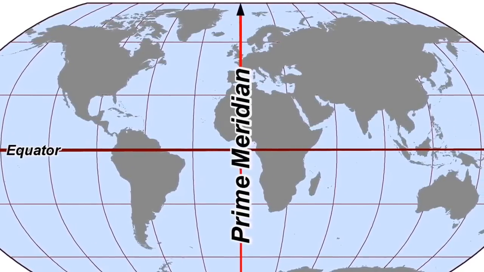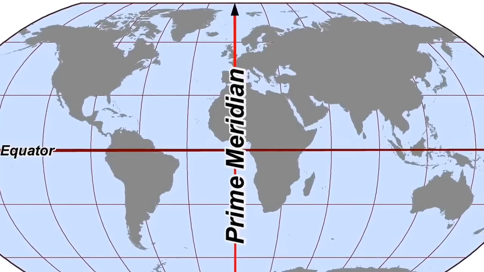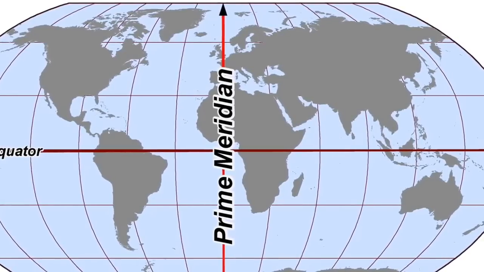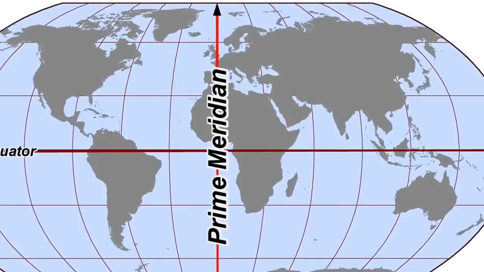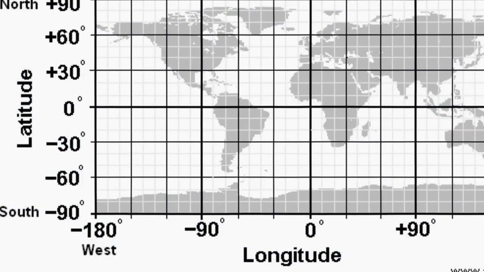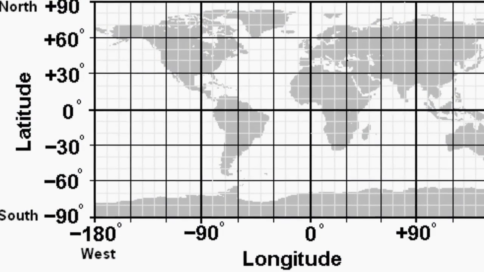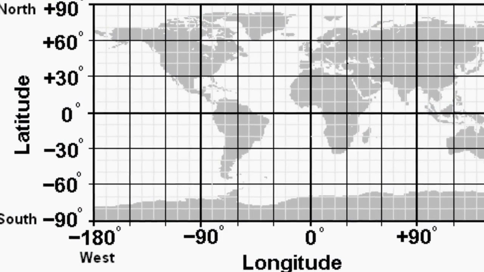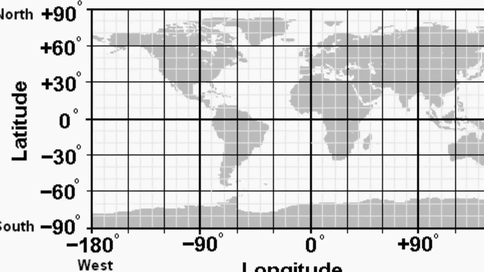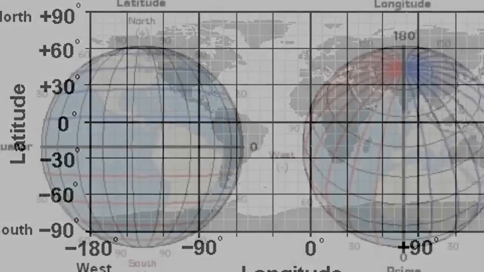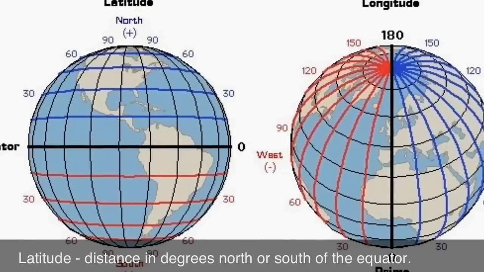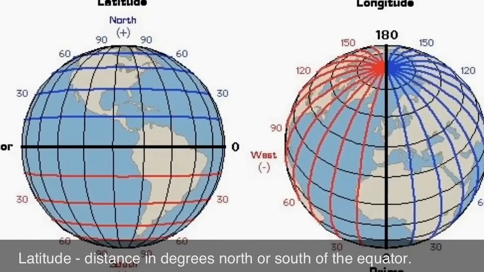Another imaginary line, called the prime meridian, makes a half circle from the North Pole to the South Pole. The prime meridian passes through Greenwich, England. Places east of the prime meridian are in the eastern hemisphere, while places west of the prime meridian are in the western hemisphere. Using the equator and prime meridian, map makers have constructed a grid made up of lines of latitude and longitude. The lines of latitude and longitude form a grid that can be used to find locations anywhere on Earth. The equator is the starting line for measuring latitude, or distance in degrees north or south of the equator.